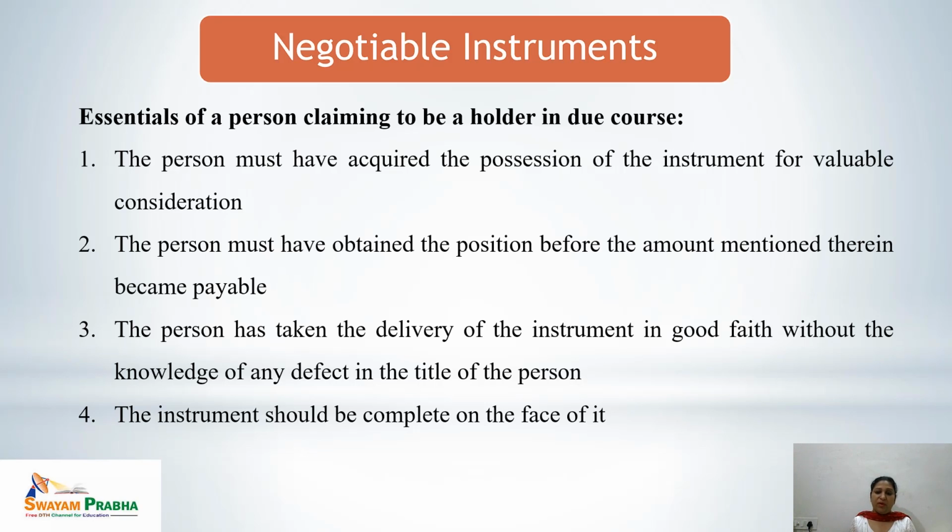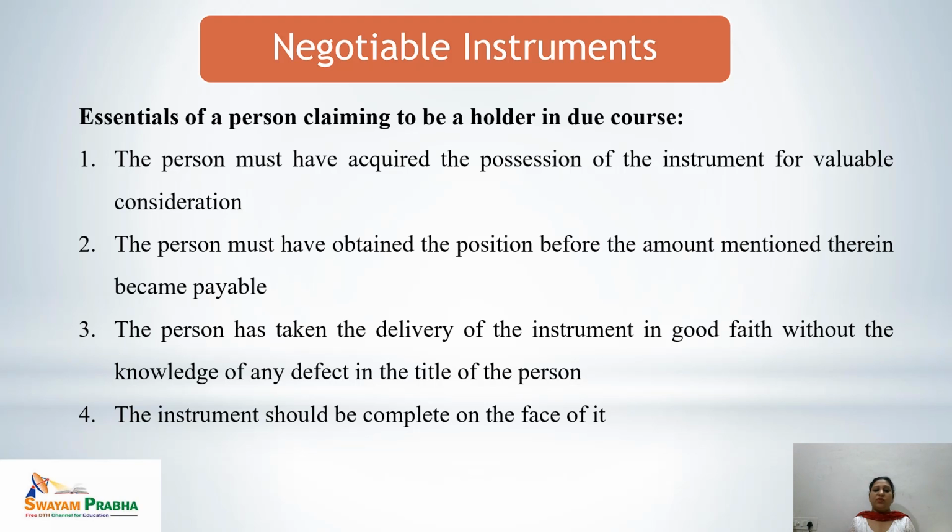As I have already told, if any instrument is being transferred before the maturity of that negotiable instrument, only then the person who holds it can be known as a holder in due course. Any negotiable instrument transferred after the maturity date would not be a valid transfer. The person has taken the delivery of the instrument in good faith, and he should not have any knowledge about any defect in the title of the person involved.